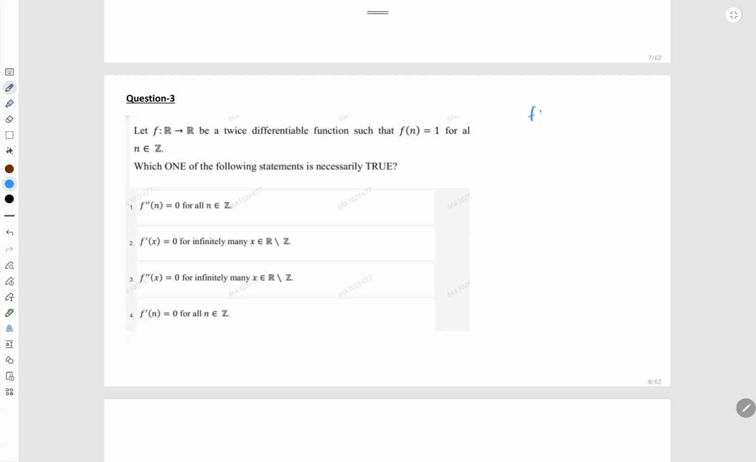Now it is saying f from R to R is a twice differentiable function, such that f of n is equal to 1 for all n belonging to integer, right? So it is saying that the function is differentiable, but one condition is that in integers, let's say it is 0, 1, 2, 3, minus 1, minus 2, and so on. So in integer it is taking the value 1. It is twice differentiable, but it is taking a value like that, right?